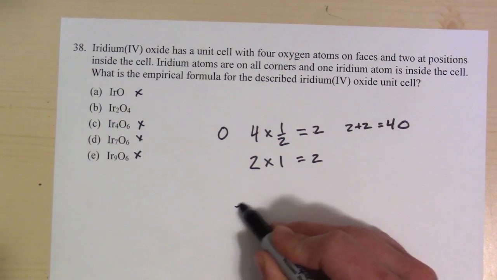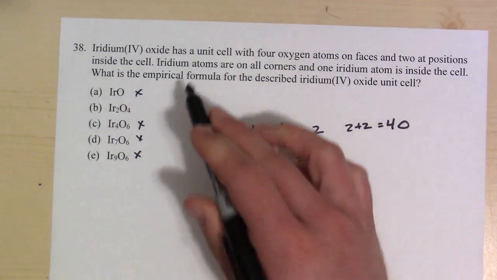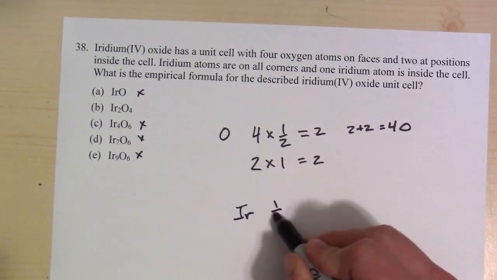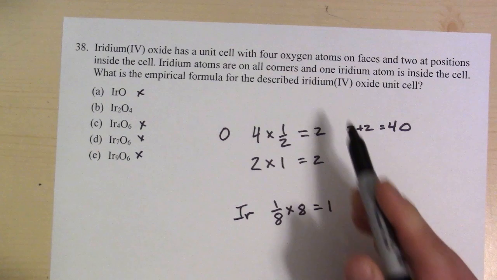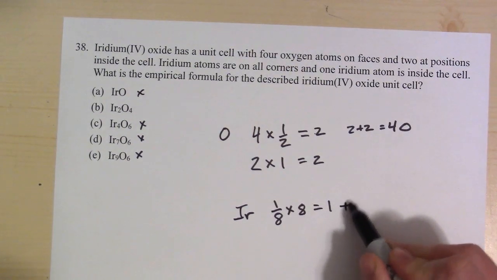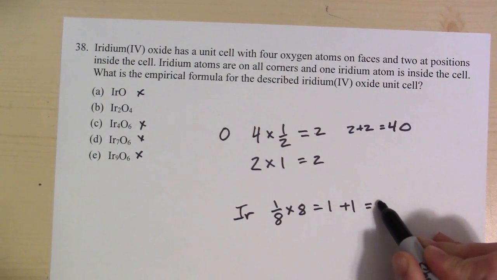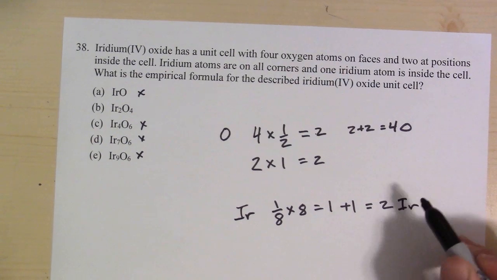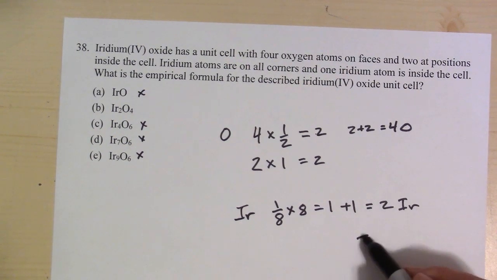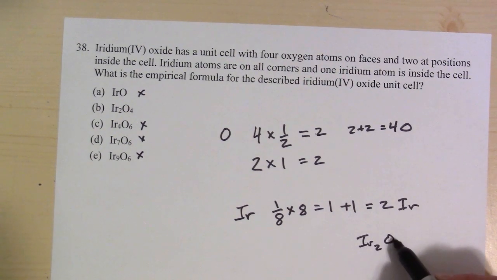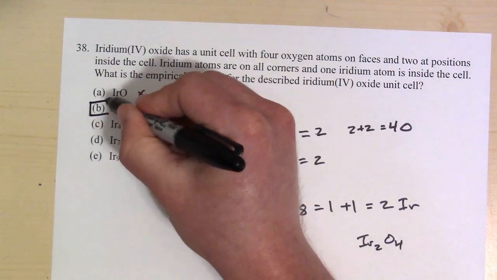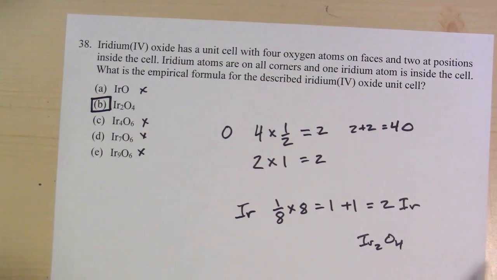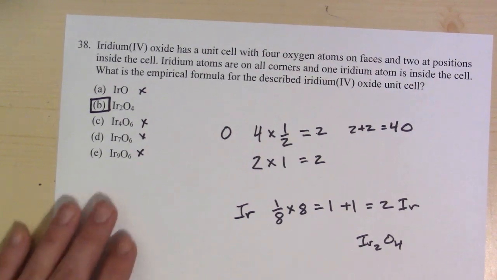But if we look at the iridium atoms, we have 1 on each corner, so each corner is an eighth, times 8, that's going to be equal to 1, and 1 inside the cell. So 1 plus 1 is equal to 2 iridium atoms. So our formula should be IrO2... Ir2O4. That's what we have for choice B. So B, Ir2O4, is the correct answer there.